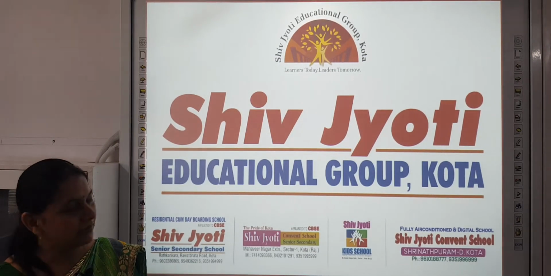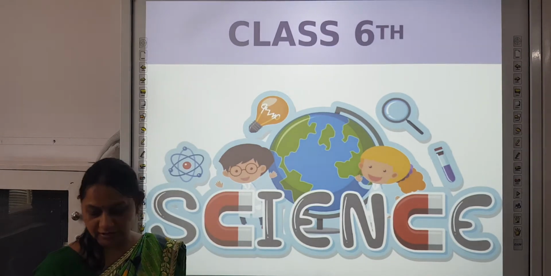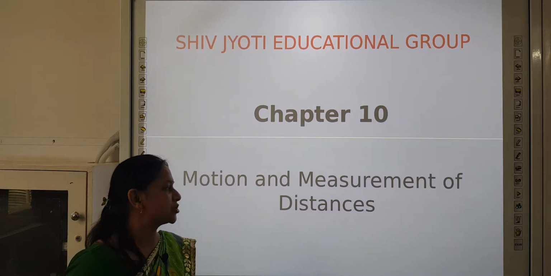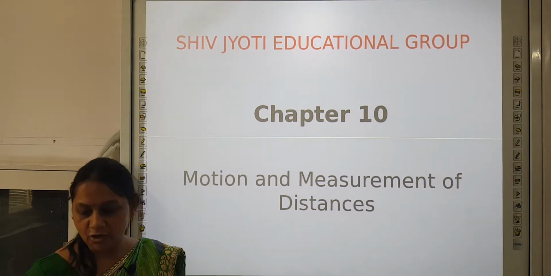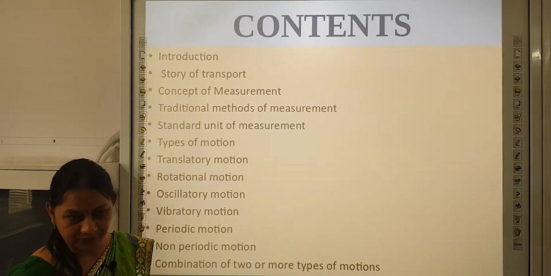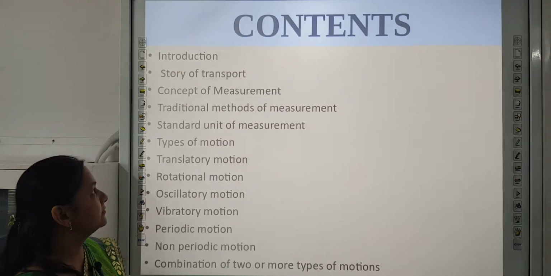I am online with class 6 science and we are going to deal with chapter number 10, that is Motion and Measurement of Distances, from your book Science Success. So let's start, but before starting let me tell you the contents of this chapter.